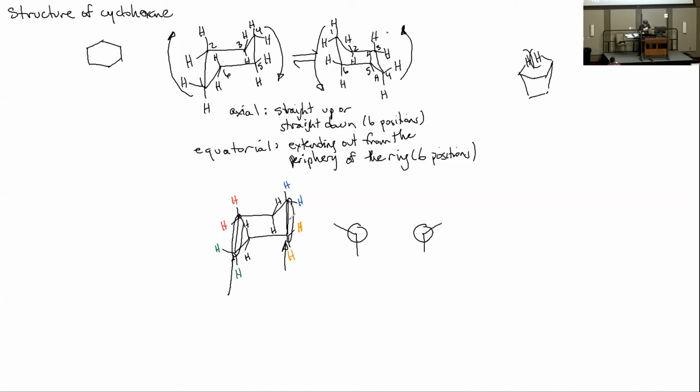So that means that we're going to have a CH2 group in back and also a CH2 group in the front. And that's these two CH2s, the ones that I've marked in black.